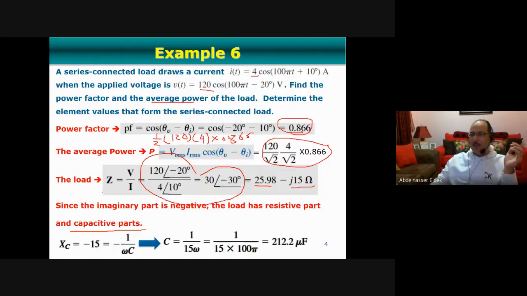If you want to calculate what kind of capacitor, we know that XC is 1 over omega C. So 15 will be 1 over omega C. Omega is 100 pi. And you can calculate C from this equation.